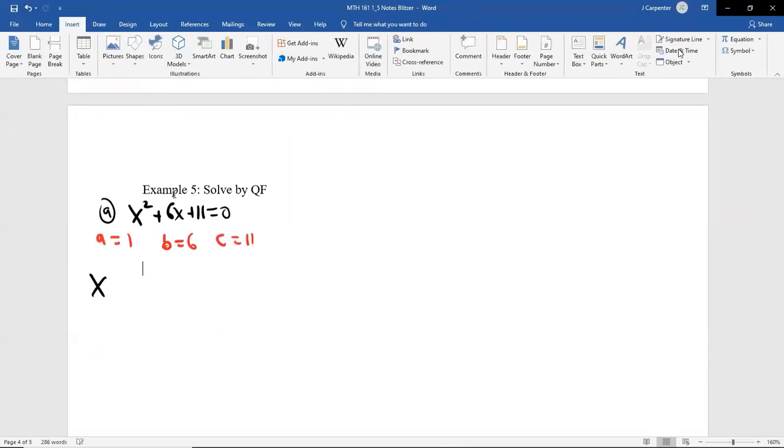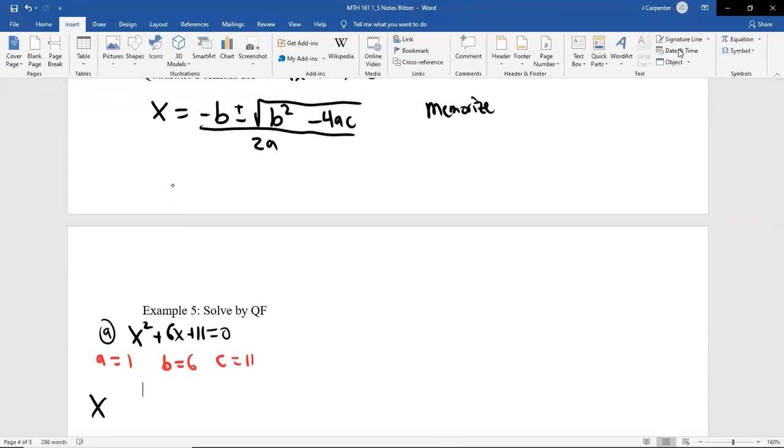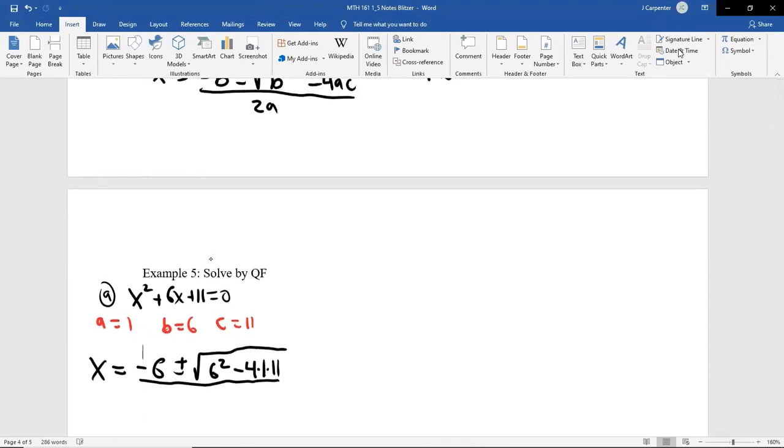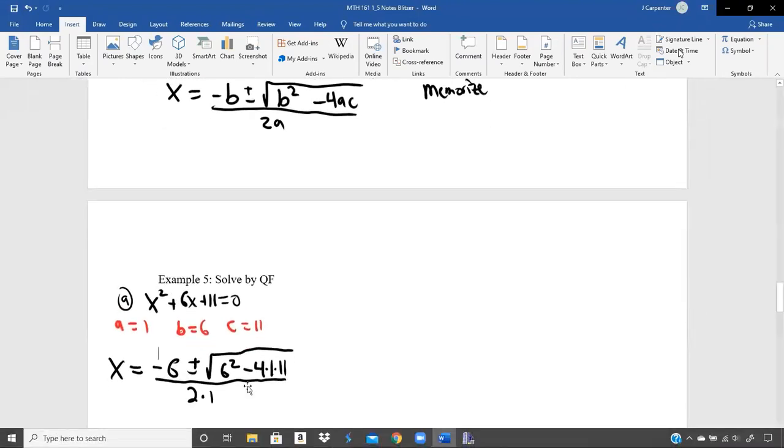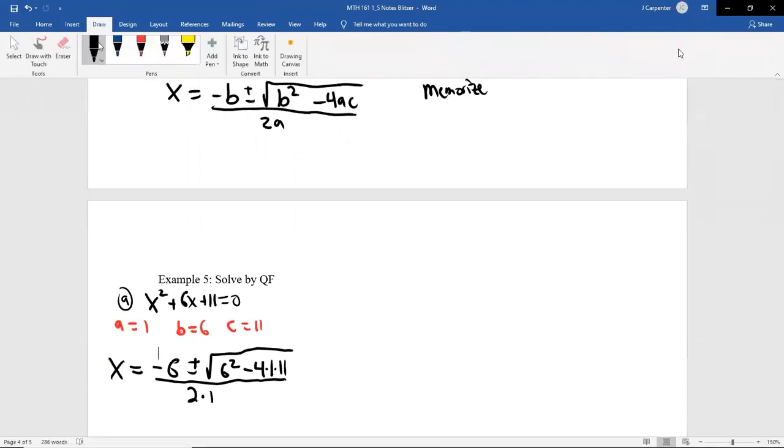So x equals formula. Negative b. So b is 6, so negative 6. Watch out when b is negative. That's when people make mistakes. Plus or minus. Big square root of b squared, which is 6 squared, minus 4 times a times c. A is 1, c is 11, so times 1 times 11. All over 2a, which is 2 times 1. So there's our formula, there's us applying it. And from here, it's just arithmetic. That's all we're doing at this point.